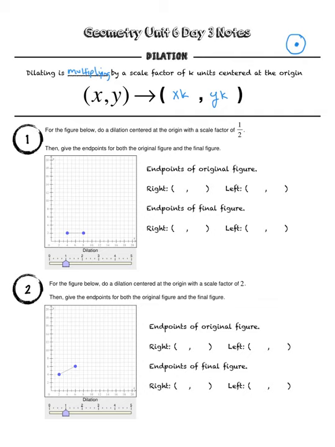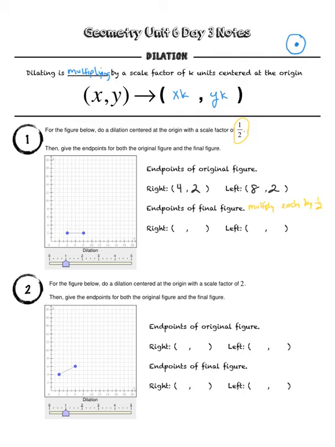For the figure below, do a dilation centered at the origin with a scale factor of 1/2. So let's write the endpoints. The original figure endpoints are 4,2 and 8,2. We're going to scale it with a factor of 1/2. So I'm going to multiply each by 1/2. You can use a decimal if you wish, but fractions are always 100% correct.